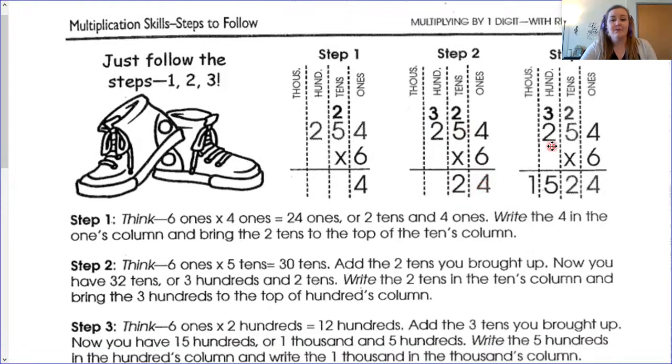Step 3, we want you to think 6 ones times 2 hundreds. So 6 times 2 gives you 12, but I have to add 3, that gives me 15. So there we took it step by step. Do it little by little as you go along. First make sure you're multiplying your ones, your tens, and your hundreds, but don't forget those numbers that you were regrouping.